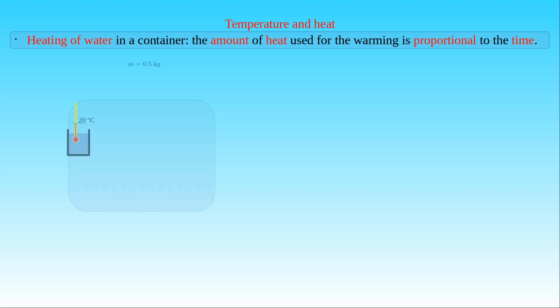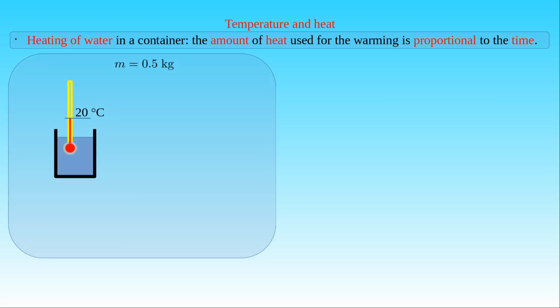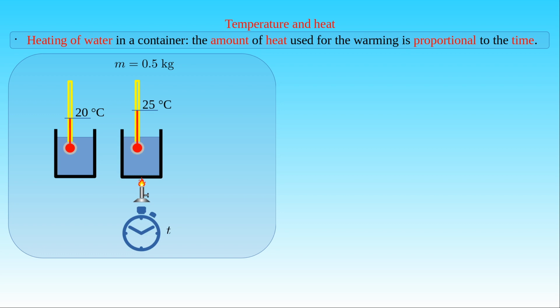Let us pour half a liter of water into a container at 20 degrees Celsius, which is about half a kilogram, and start to warm it. We measure both the temperature of the warming liquid and the duration of heating. When the temperature of the water reaches 25 degrees Celsius, we check the time elapsed from the beginning of heating, which we denote by T. Let Q denote the amount of heat transferred to the water during that time.